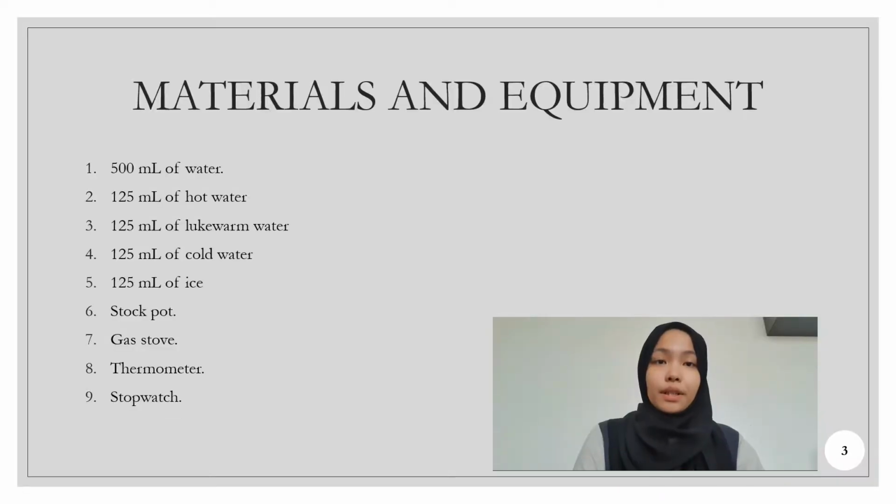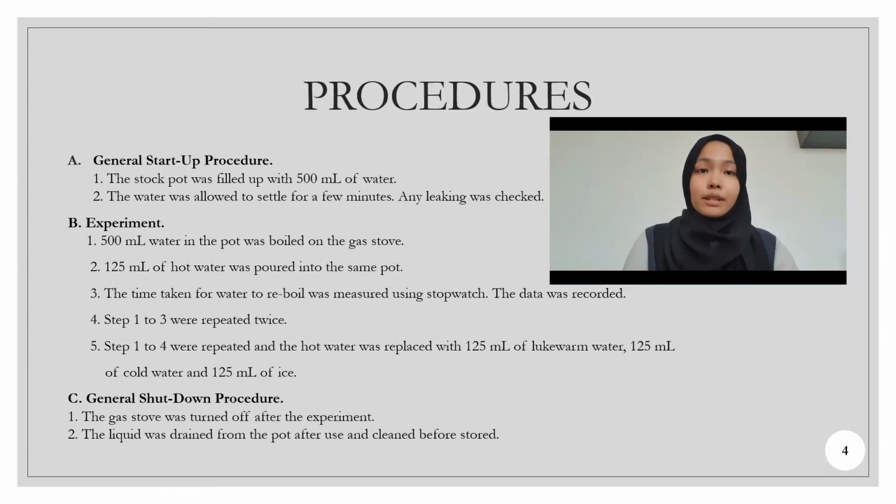In this experiment, the materials and apparatus needed are 500 ml of water, 3 sets of 125 ml of hot water, 3 sets of 125 ml of lukewarm water, 3 sets of 125 ml of cold water, 3 sets of 125 ml of ice, stockpot, gas stove, thermometer, and stopwatch. As for the methodology, the general startup procedure was the stockpot was filled up with 500 ml of water. The water was allowed to settle for a few minutes. Any leaking was checked.